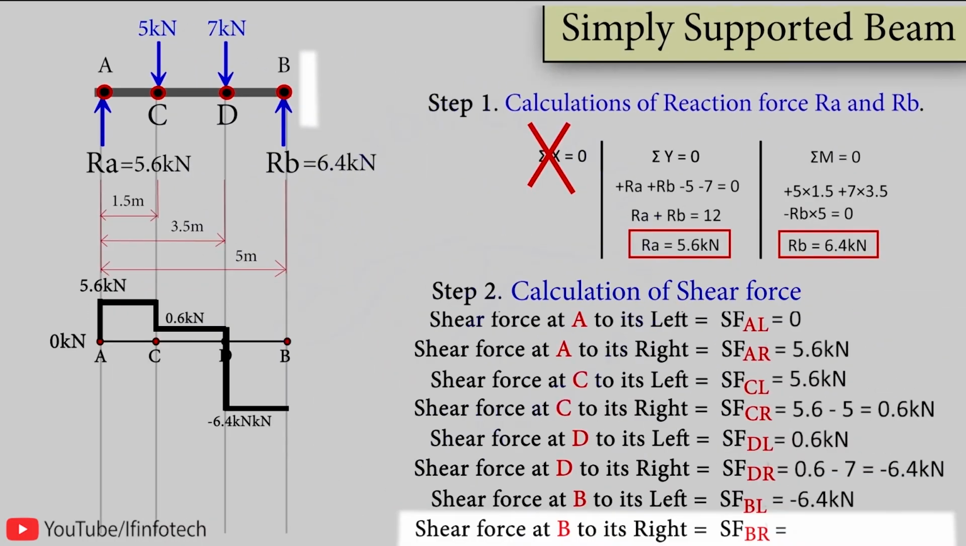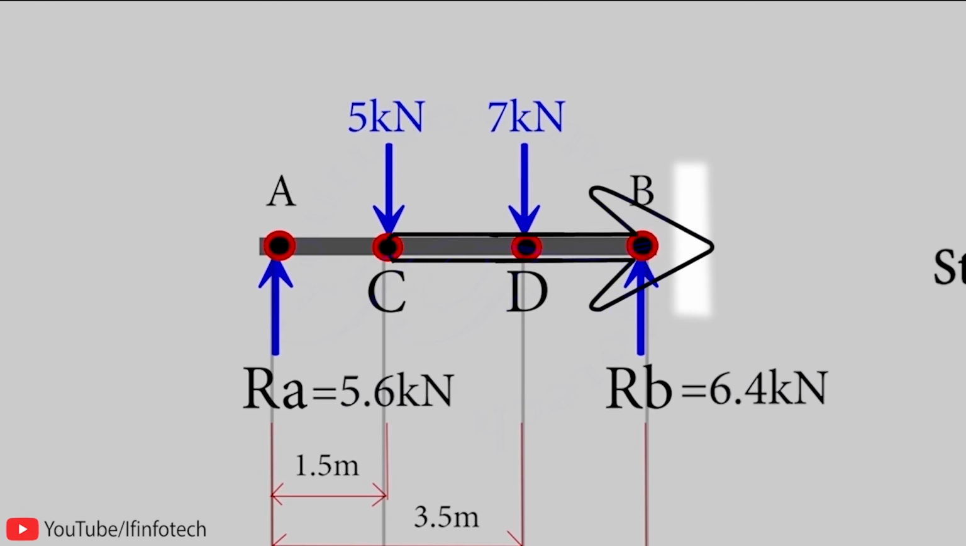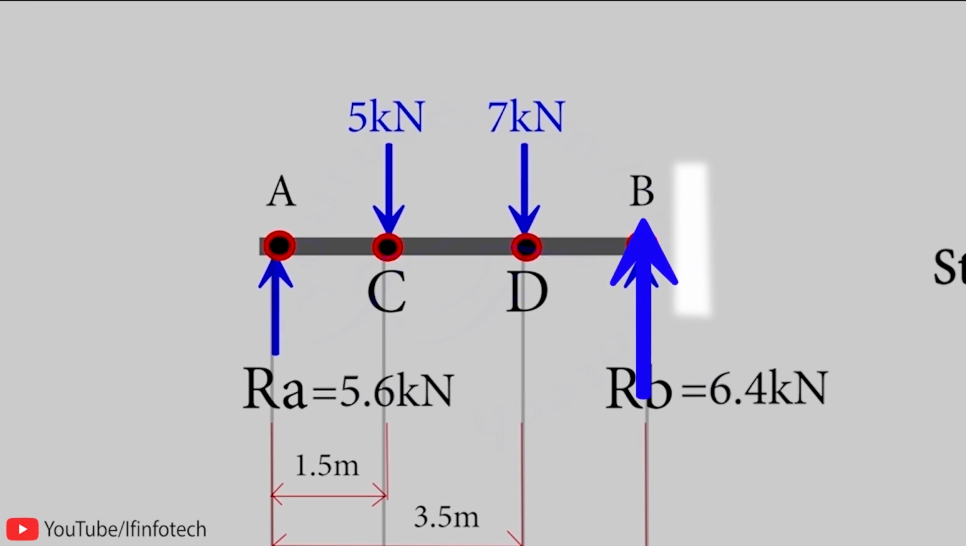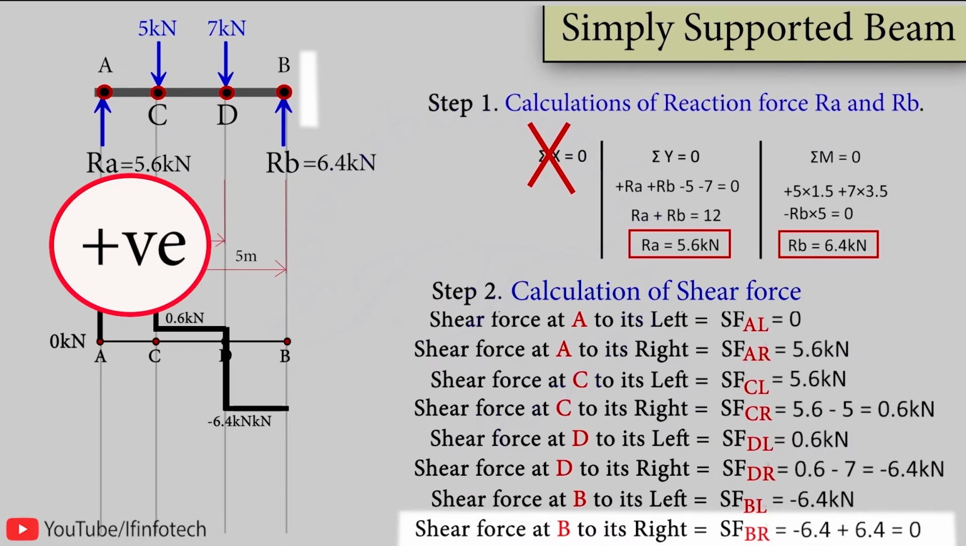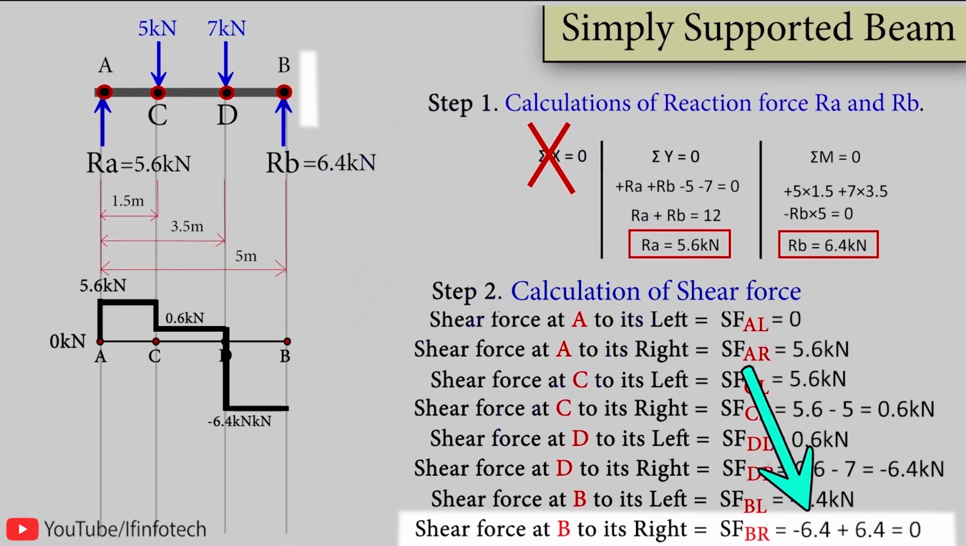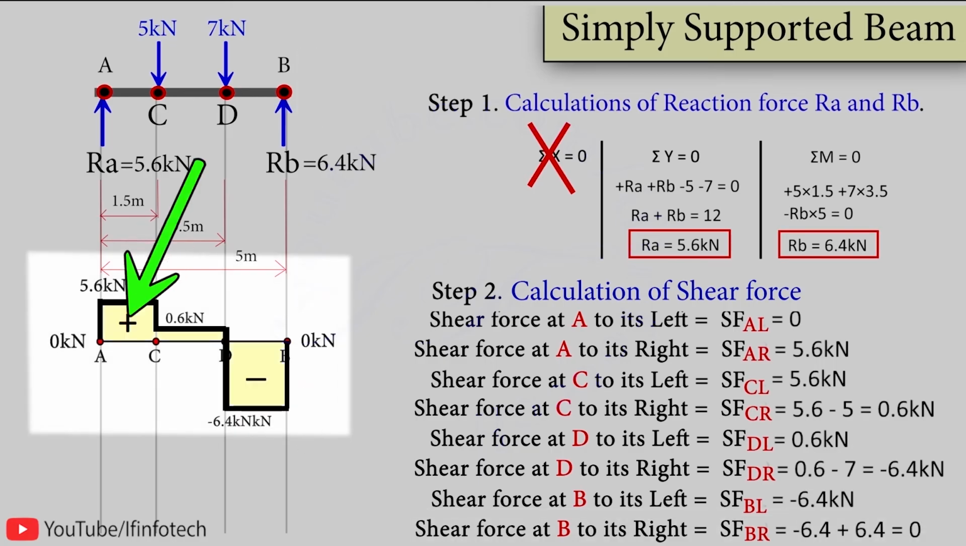Now when I am taking section to the right of point B, that is SF at B to the right, then I carry forward the previous value of shear force up to point B to its left side, which is minus 6.4 kN, and when we move towards the right of point B, then there is a 6.4 kN upward force, which is positive. So this will be minus 6.4 plus 6.4, and it gives me the value of shear force as 0 kN. Therefore SF at B to the right is 0 kN. So here I mark 0 value on the reference line, and in the shear force diagram, whatever portion is drawn above the reference line, I will show by plus sign, and the portion drawn below the reference line, I will show by negative sign. So here I have completed the shear force diagram.